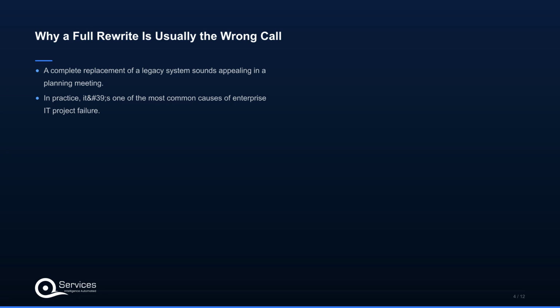Incremental integration is the right call when the core business logic is sound and just needs to be exposed to new consumers. The system processes transactions reliably even if it resists modification. A rewrite would require matching hundreds of edge case behaviors. Or the business needs new capabilities faster than a rewrite can deliver them.